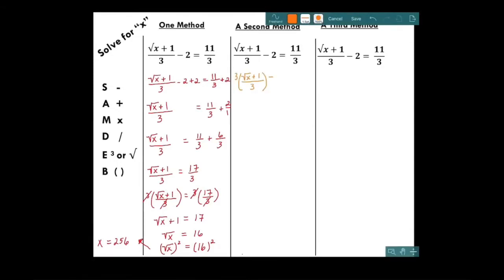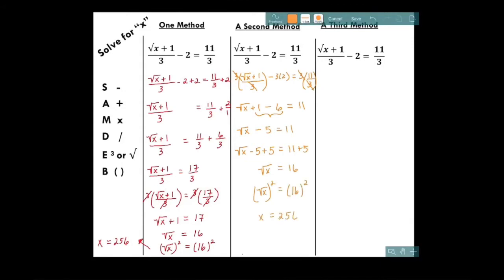With the second method, the approach is to multiply each term by 3 immediately, clearing the denominator and giving us root x plus 1, and then getting negative 6 and 11 on the right-hand side. Like terms are gathered to get root x minus 5 equals 11, and then we add 5 to each side to get root x equals 16. Squaring each side gives us 256.